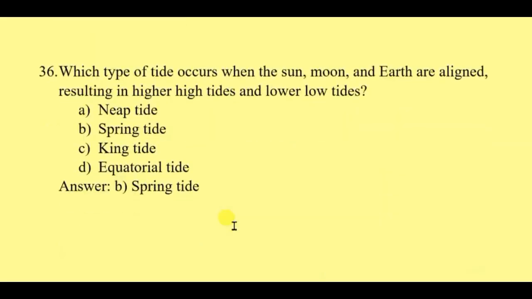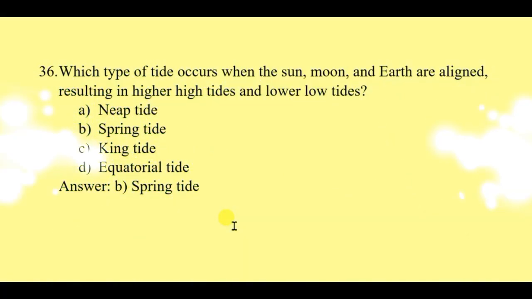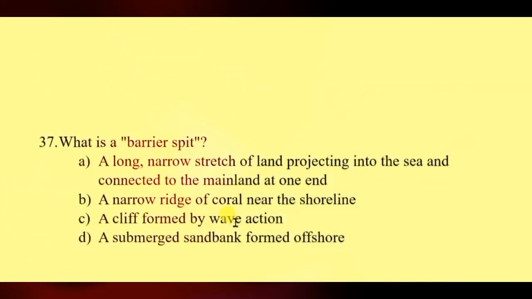Question 36. Which type of tide occurs when sun, moon and earth are aligned, resulting in higher high tides and lower low tides? Neap tide, spring tide, king tide, equatorial tide. The correct answer will be spring tide. There is no tide called king tide.